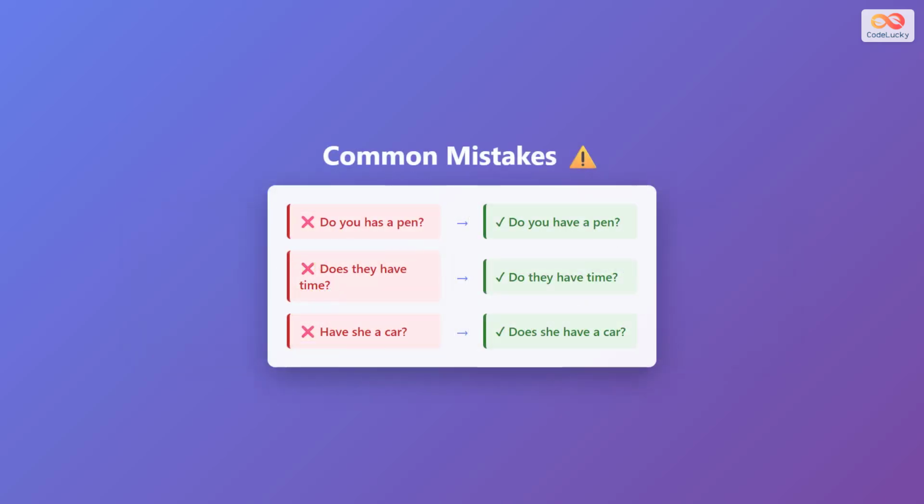Here are some common mistakes to avoid. Don't say, do you has a pen? Always use, do you have a pen? Don't say, does they have time? Always say, do they have time? And don't use the old English form, have she a car? Always use the modern form, does she have a car?